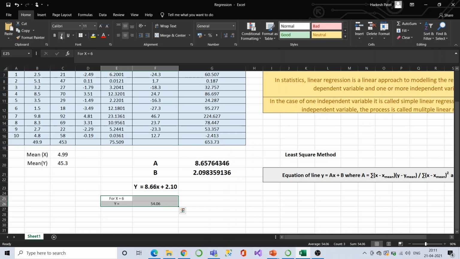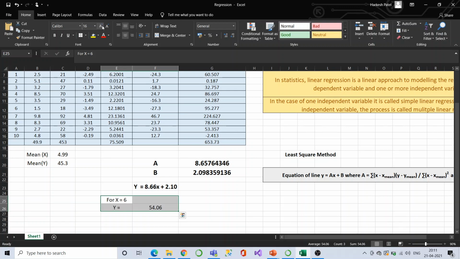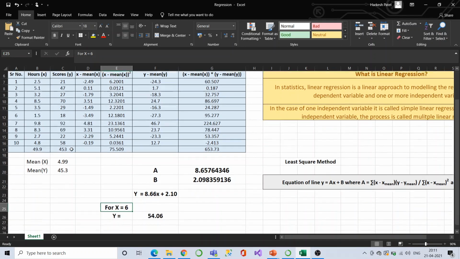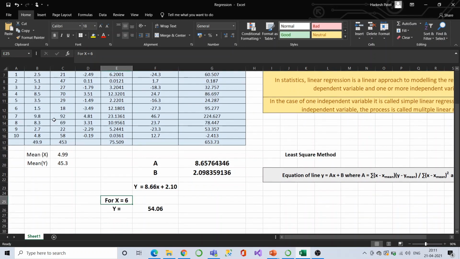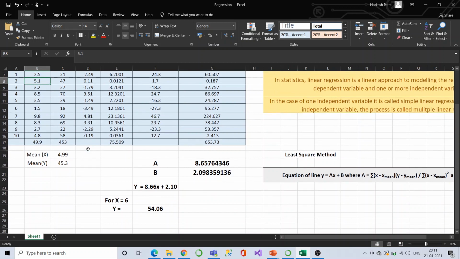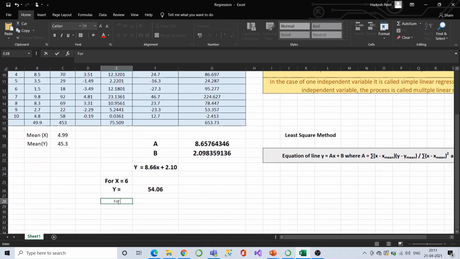So what can we conclude from this? We can conclude that if a student is studying for 6 hours, he will obtain nearly about 54 marks out of 100. And let's find out whether it is correct or not. We can see 5.1, that is 47. So we can also get an idea about our answer, that it is clearly apt. If he's studying for 6 hours, he'll get some more marks.